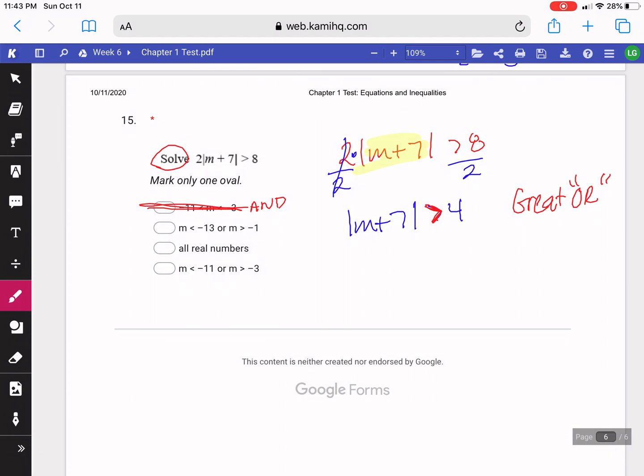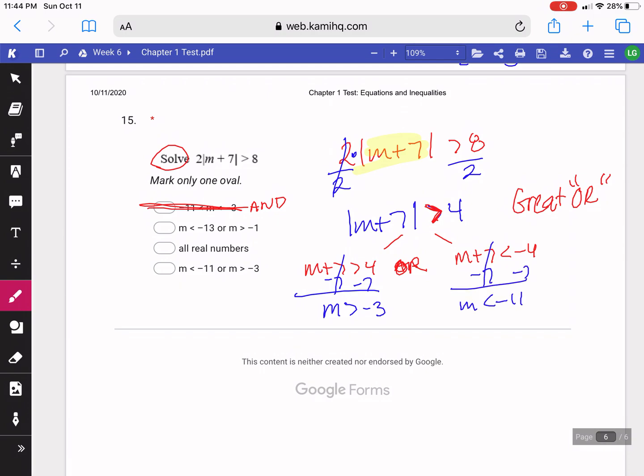From there, I'm going to separate it into two problems. n plus 7 is greater than 4, or n plus 7 is less than -4. And we can solve these two. So I have m greater than -3 and m less than -11.